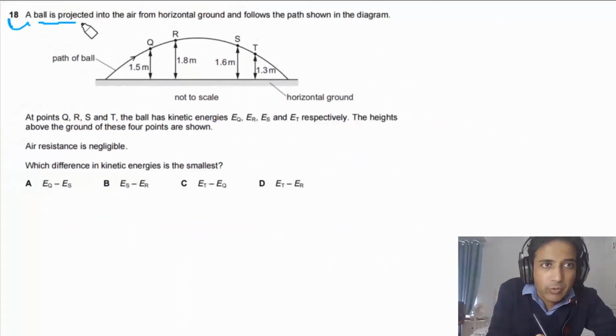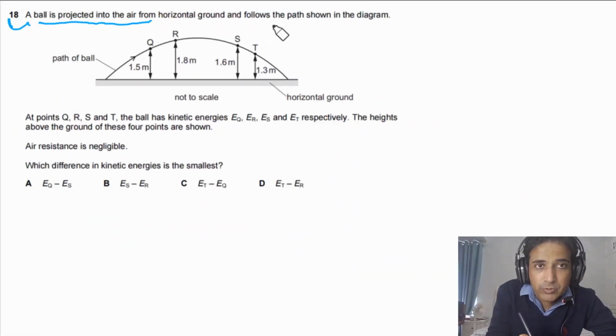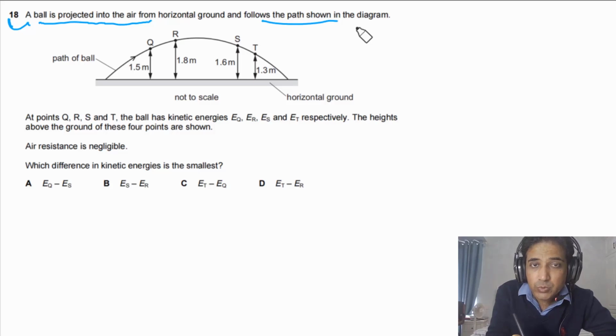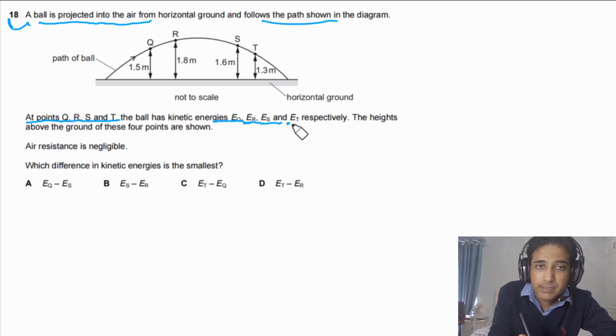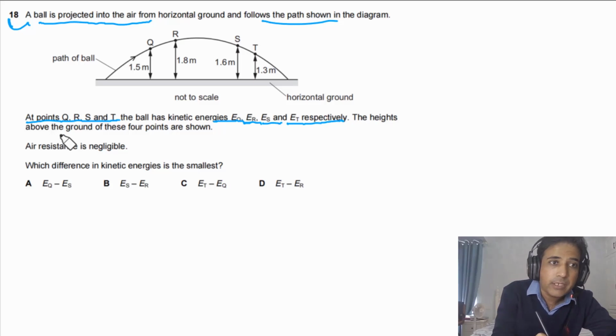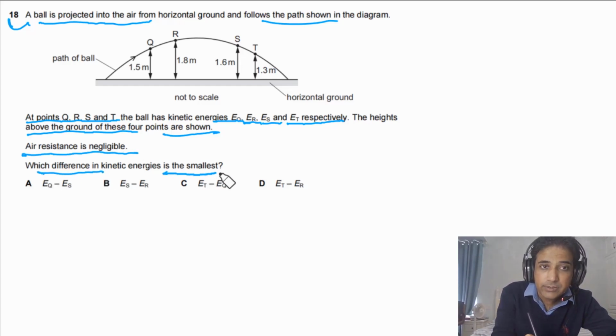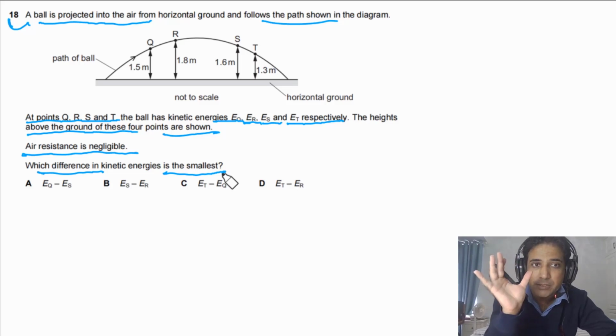Question 18 says a ball is projected into the air from horizontal ground and follows the path shown in the diagram. At points Q, R, S and T, the ball has kinetic energy E sub Q, E sub R, E sub S and E sub T respectively. The heights above the ground of these 4 points are shown. Air resistance is negligible. Which difference in kinetic energies is the smallest?